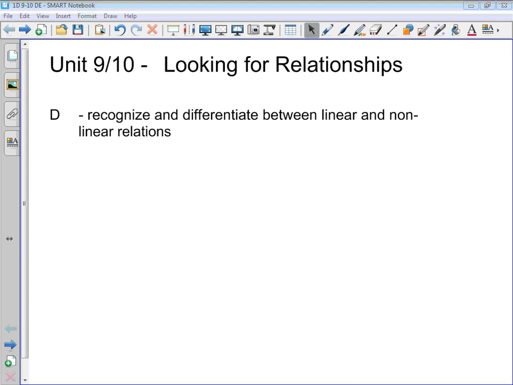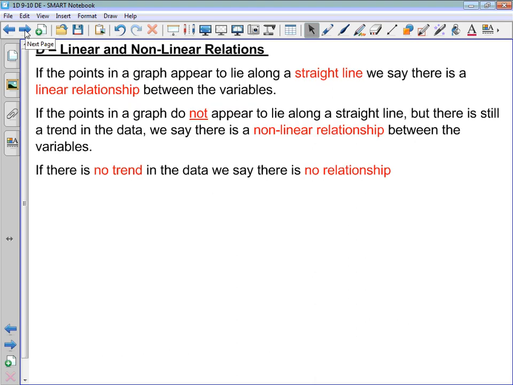Okay, this is Unit 910, looking for relationships, and we're working away on Box D here. What we want to be able to do by the end of this lesson is to recognize and differentiate between linear and nonlinear relations, or linear and nonlinear relationships. And this is pretty easy if we have a graph. Okay? Linear and nonlinear relationships.